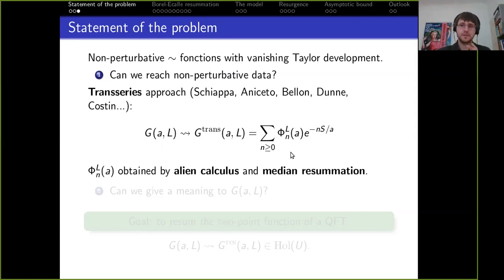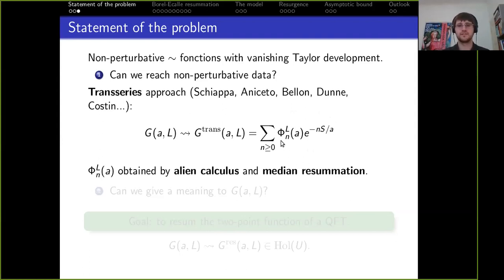Okay. Before I go further, one remark: this is a very naive and unrigorous argument. I'm not pretending that this is the general case, that I'm really telling you how to do this approach. It's just the very basic idea. So this is done by quite a few people. Let me quote Schiappa and Aniceto, which I think were among the first to start this project. Also Marc Bellon, my former PhD advisor, Dunne, Costin, and many, many others. It's a very active area of research.